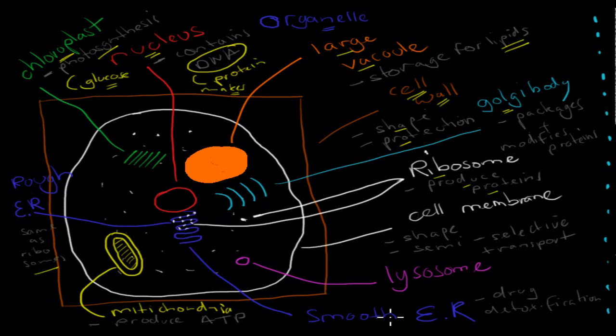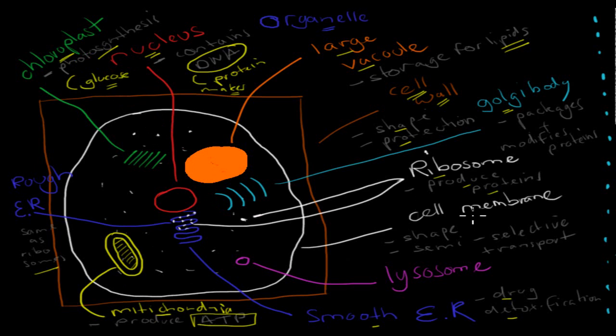Now we also have smooth ER, which is joined to the rough ER, but it doesn't have ribosomes. Hence it's called smooth because it doesn't have those dots. And it is responsible for drug detoxification. So for example, alcohol gets detoxified there. Mitochondria help produce ATP. So we said that photosynthesis makes glucose, so chloroplasts make glucose, and mitochondria will break those glucose down to make ATP.